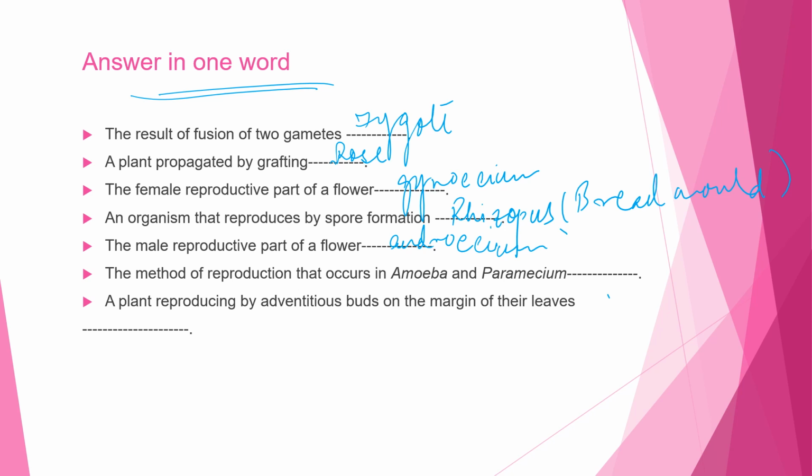The method of reproduction that occurs in amoeba and paramecium is called binary fission. A plant reproducing by adventitious buds on the margin of its leaves is bryophyllum. Is it clear? So please make a notebook. Every time I tell you, make a note of these things which I am teaching you, as revision. Let us move on to the next one.